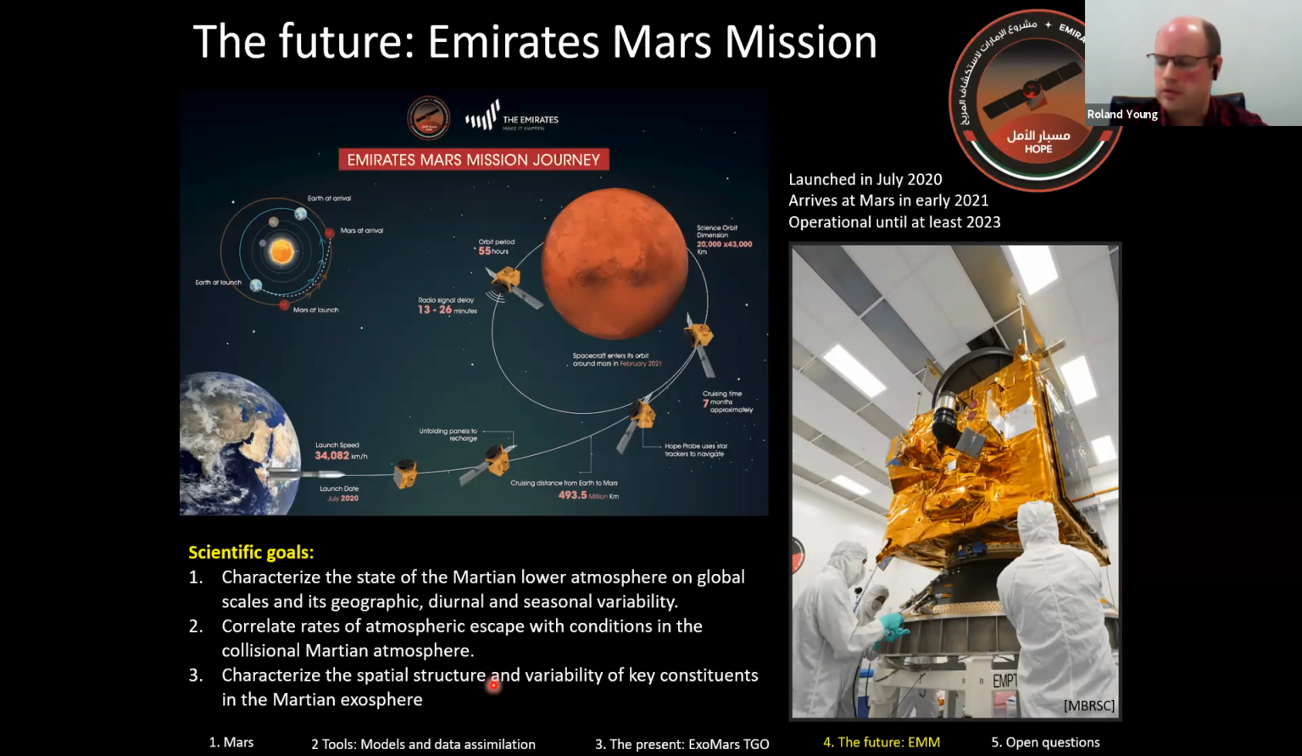And it's there to study the atmosphere. Its goals are to characterize the state of the Martian lower atmosphere on a global scale, and to study the seasonal cycles, the diurnal cycles, and the geographic, how it changes with position on the planet. It's also studying the upper atmosphere, the structure of the upper atmosphere in the so-called exosphere.